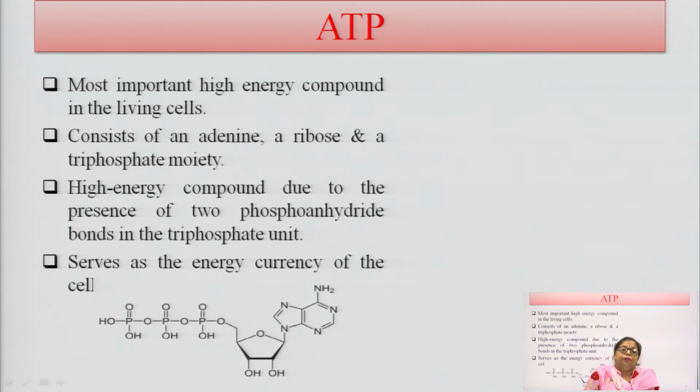So, now the main high energy compound is ATP, which is the main characteristic compound for the high energy substance, and it is the most important high energy compound in the living system. Almost all the cells and organs use energy in the form of ATP only.